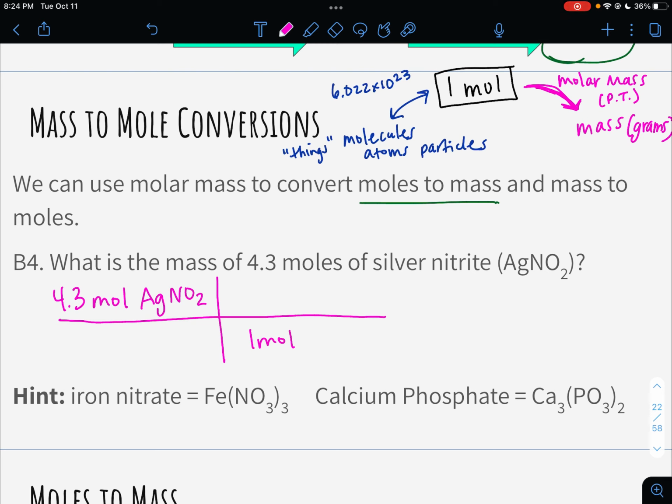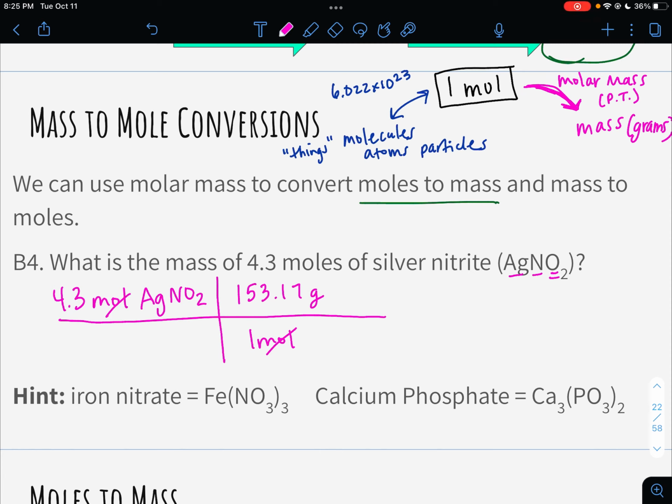That was the answer to B number 1. I believe the answer was 153.1 something. I can't remember the rest. Maybe 153.17, I think. We'll go with that for now. This was the molar mass that you calculated for part B number 1, where we added up the mass of silver, then the mass of nitrogen, and then the mass of 2 oxygens together.